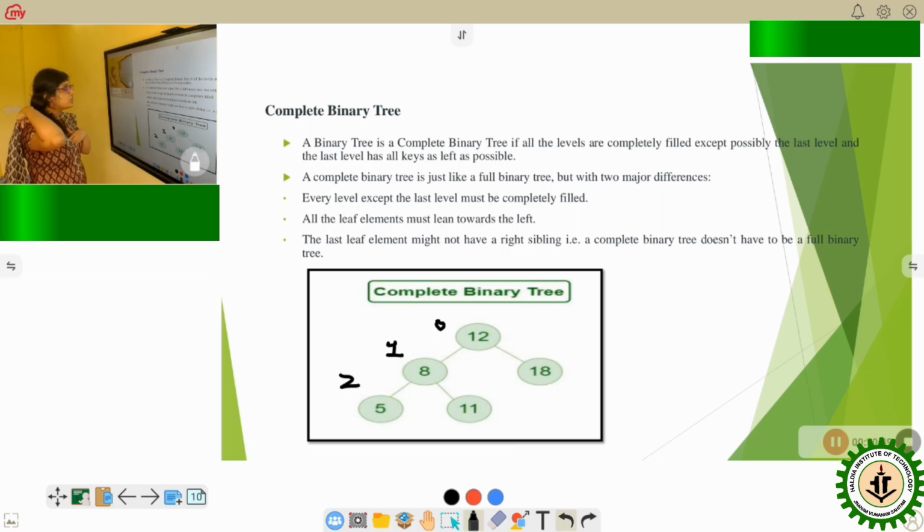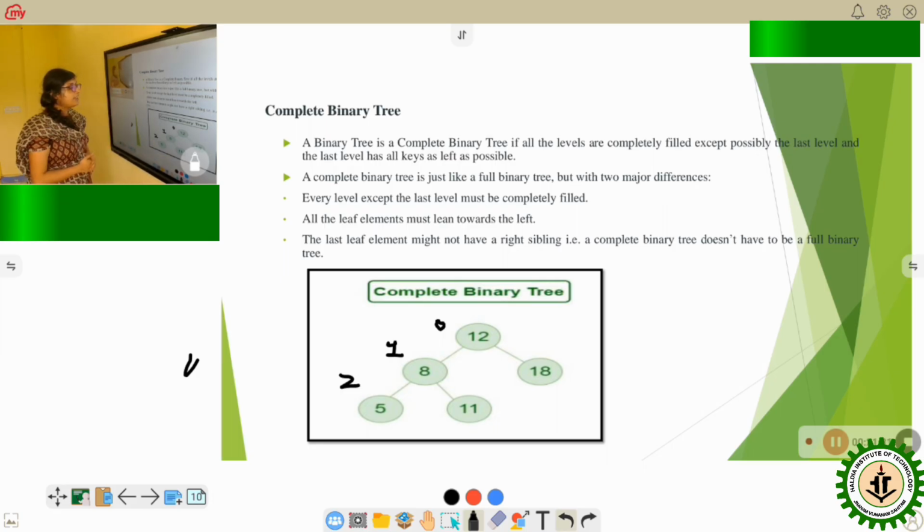Now see the definition once again. A binary tree is a complete binary tree if all levels are completely filled except possibly the last level, and the last level has keys as left as possible. So see, here the keys are present in the left subtree. Hence this definition, that the last level has keys as left as possible, is satisfied by this representation of a complete binary tree. The children are present on the left hand side. See, 5 and 11 are the children of the node 8. These are present as a left subchild.